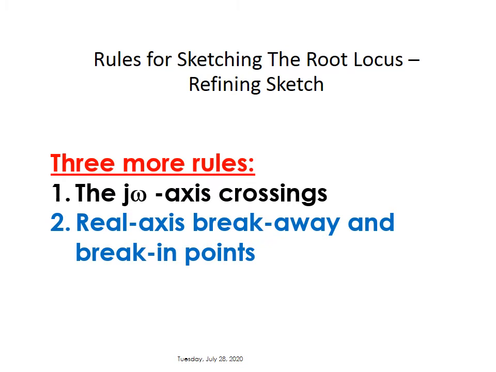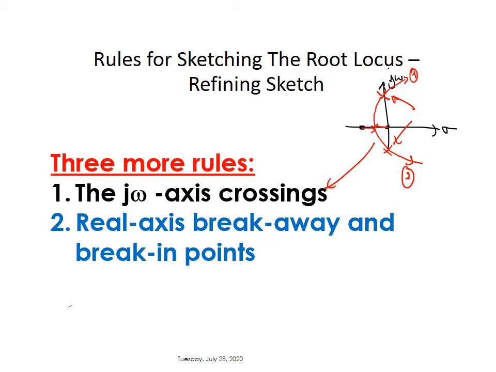If you look at the example that we had previously, right? So this is j omega axis. This is sigma axis. We had basically 2 poles that go in this direction, and then they split up following asymptotic lines. So this is, let's say, branch 1, this is branch 2. They cross. There is a certain point where it will cross the j omega axis. So these 2 points are what we call the j omega axis crossings.